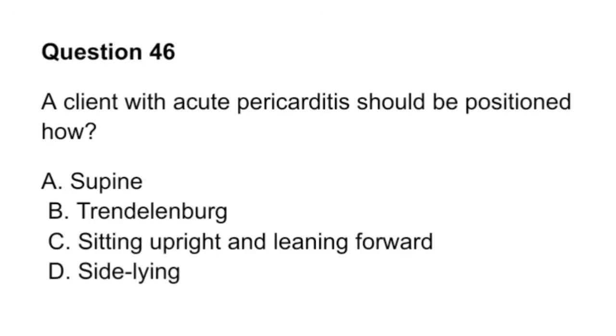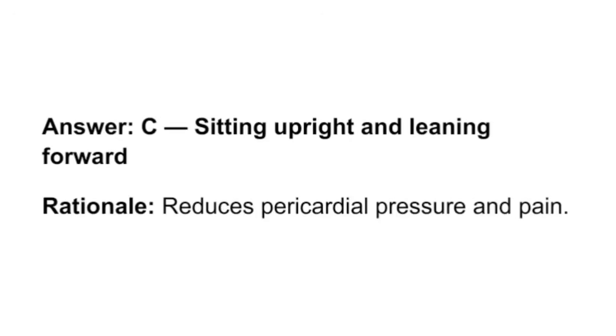Question 46. A client with acute pericarditis should be positioned how? A. Supine. B. Trendelenburg. C. Sitting upright and leaning forward. D. Side lying. Answer C. Sitting upright and leaning forward. Rationale: reduces pericardial pressure and pain.